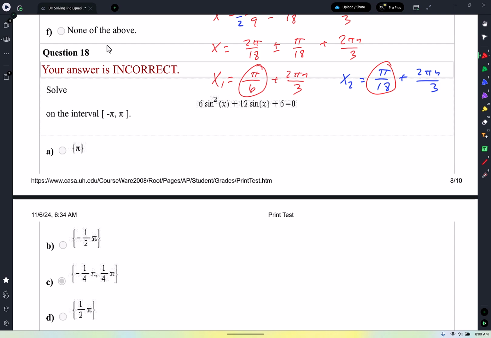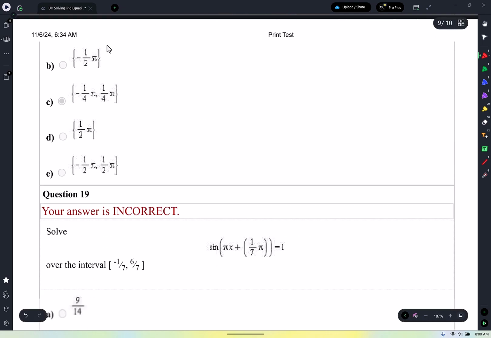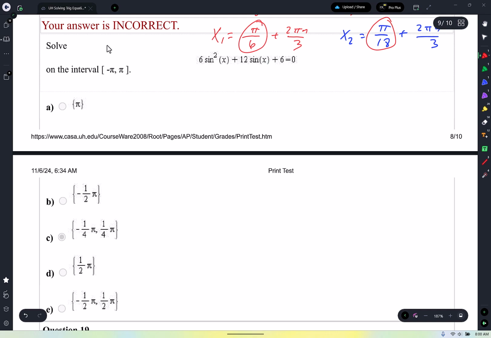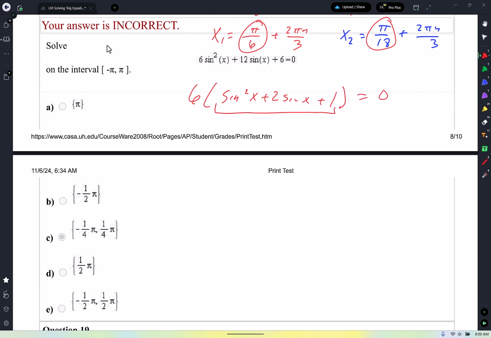All right, here we go, guys. 3 questions left: 18, 19, and 20. My bad, I don't know how to count. Factor out of 6. You're going to have sine squared x plus 2 sine x plus 1 equals 0. This is very easy to factor.